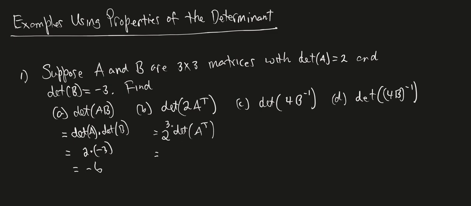So, in fact, let me write it down like this, right? So we can see symbolically how it breaks back down. Because the matrix is a 3 by 3, we have to raise this constant to the third power, and then we can multiply that by the determinant of A, because the determinant of A and the determinant of A transpose are the same. So we end up having 8 times 2, that's equal to 16, right?